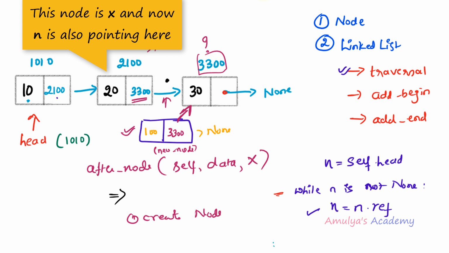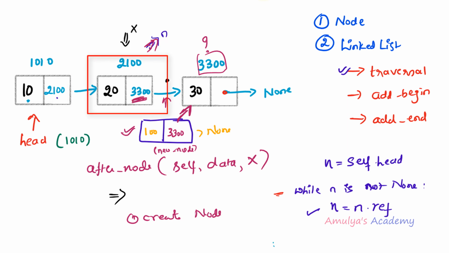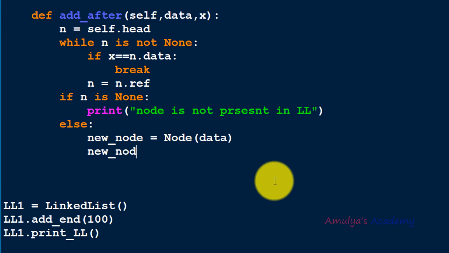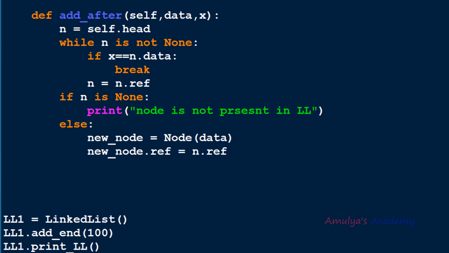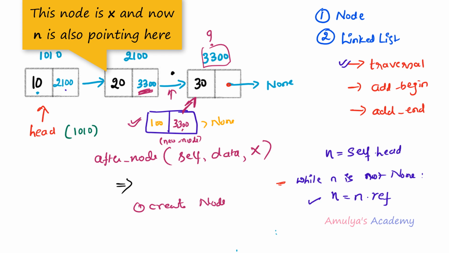Where is it present now? Here. This is n now. So n.reference is nothing but 3300. So now what I'll do is, I'll take new node reference is equal to n.reference. We need to change the reference of the new node, and the next node reference is stored in the n now. New node reference is equal to n.reference. Next step, now here we can see it is looking like this. We created the new node and this new node is pointing to the next node now.